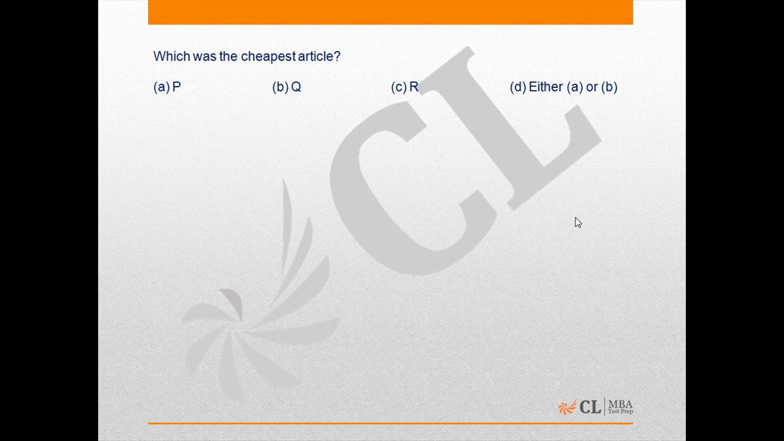And what is the cheapest article? It's again P or R could be the cheapest article. P or Q could be the cheapest article. So it's again the D option, either A or B. So that's the complete set.